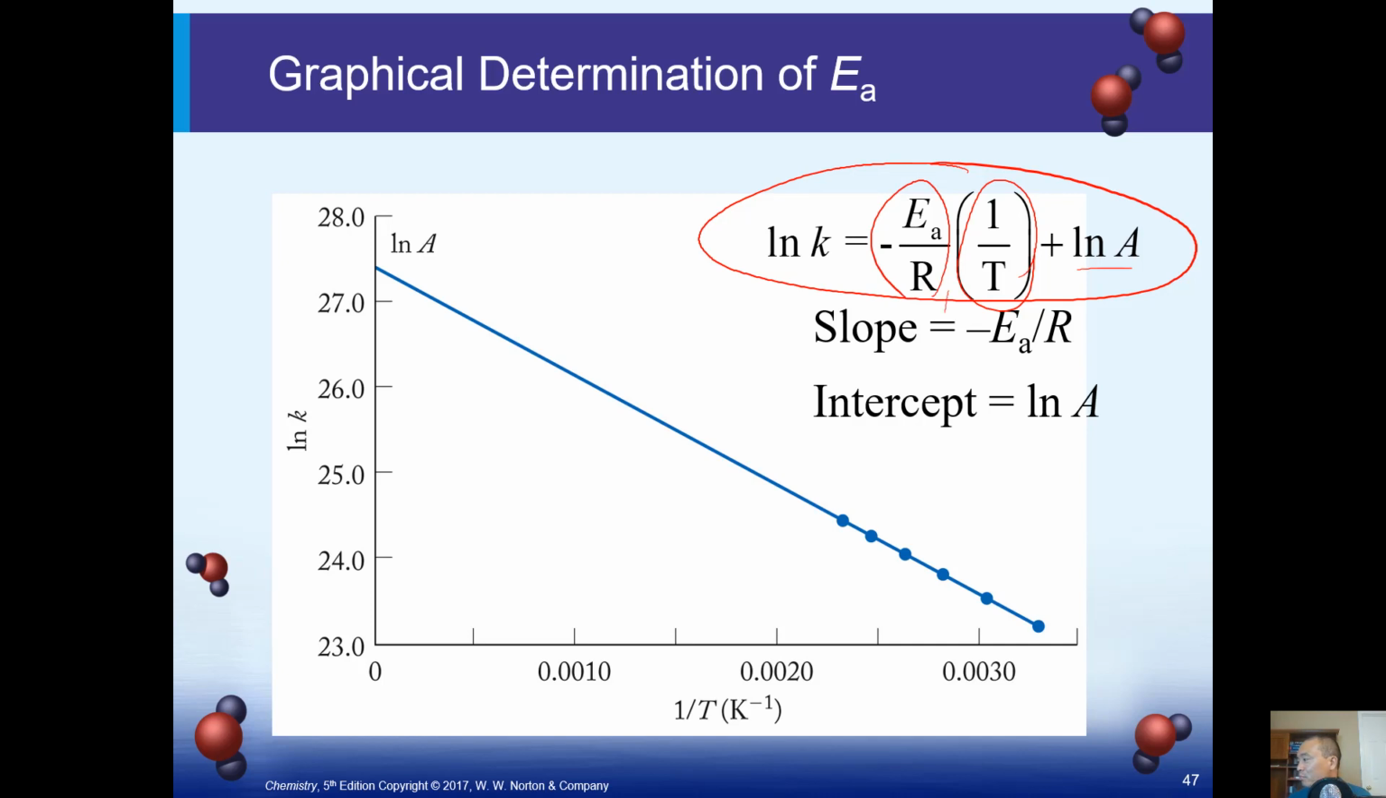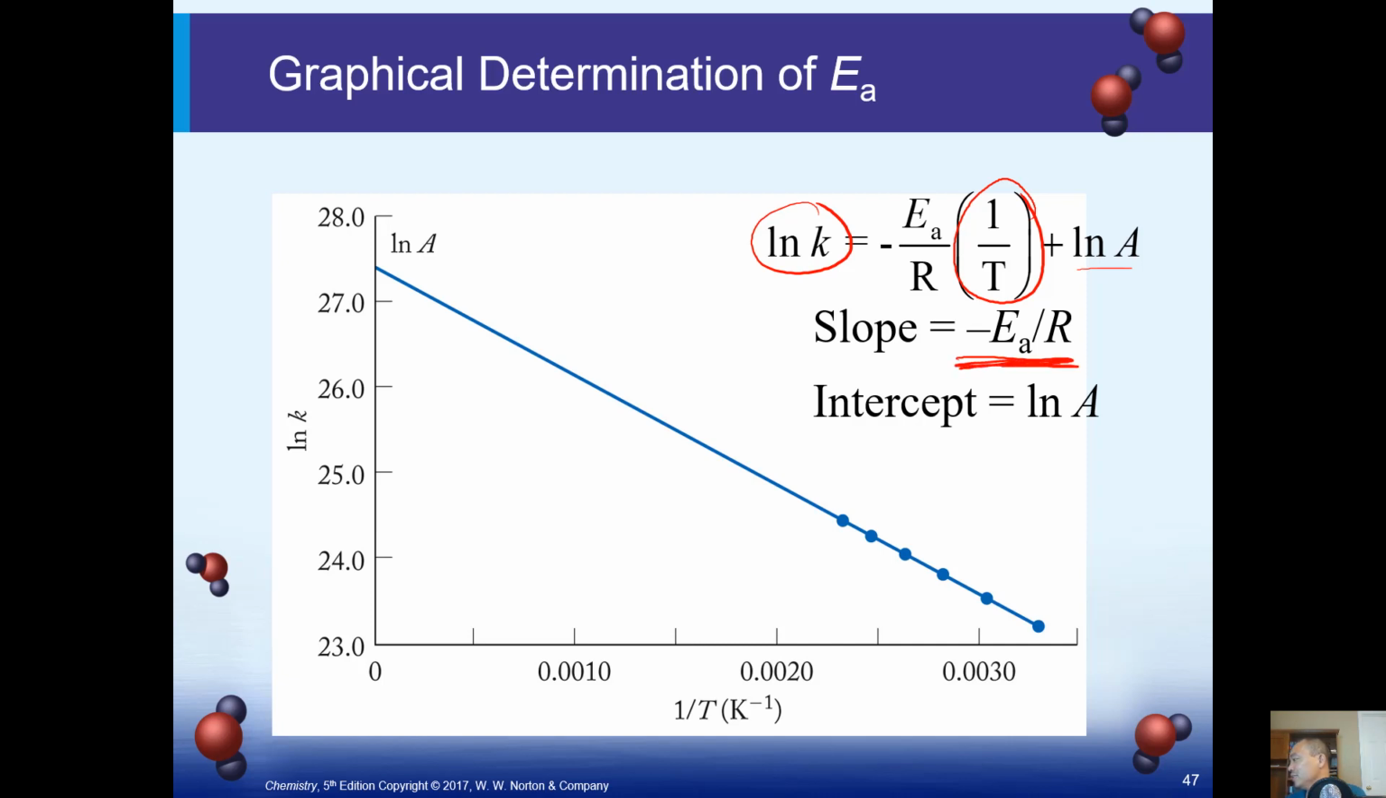When you plot natural log of k versus inverse of T, the slope will be negative Ea over R. That's the slope over here. And log A is the y-intercept. For more details of this type of calculation, please refer to your problem set.